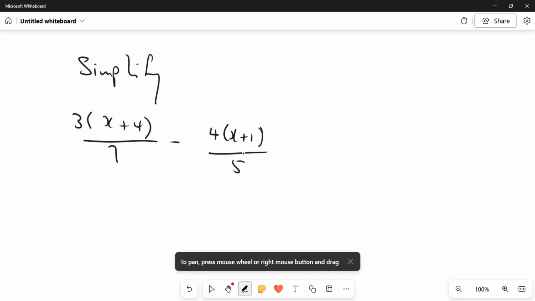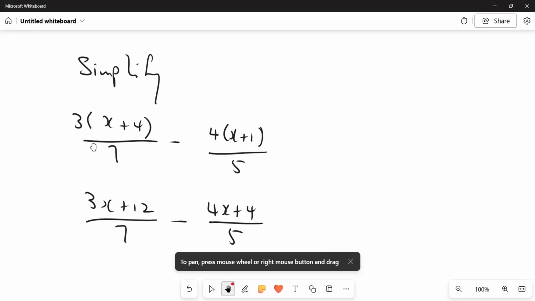Right? And what do you do? You remove the bracket using the distributive law, so you have what? You don't have to. You can remove the bracket now, or you could do it later. You could do it like this, okay? 3x plus 12 over 7 minus 4x plus 4 over 5. And it resembles the previous one, right? And you add like before, you find your LCM being 35 and so on.